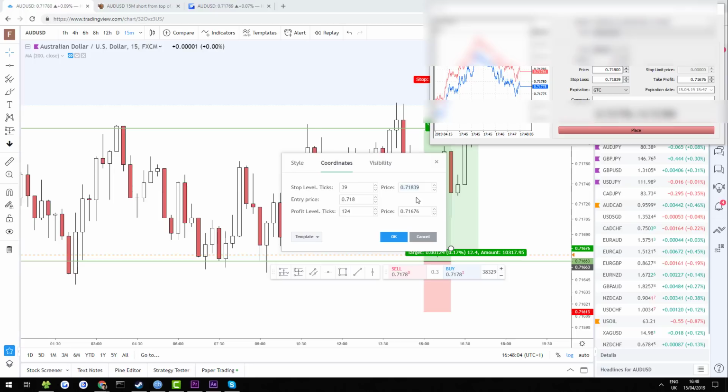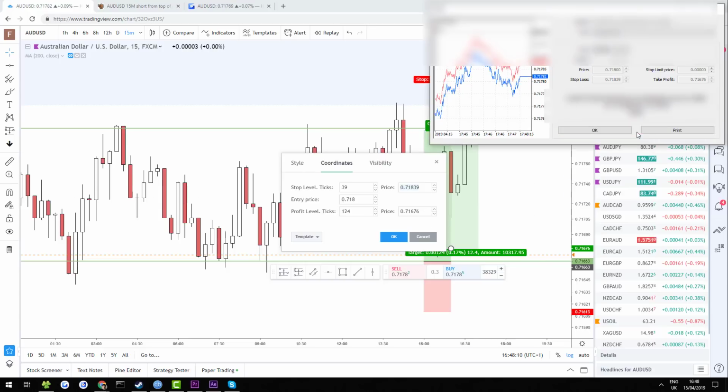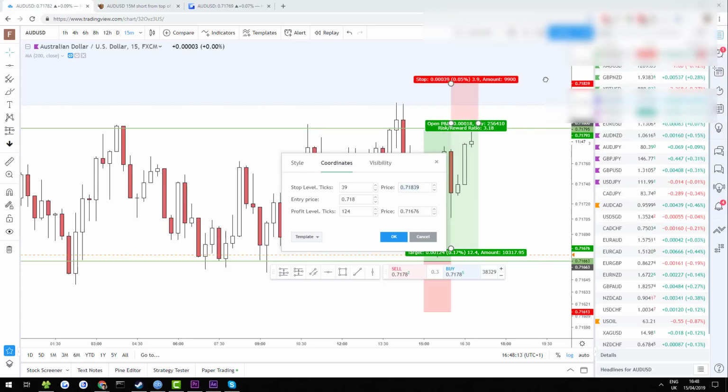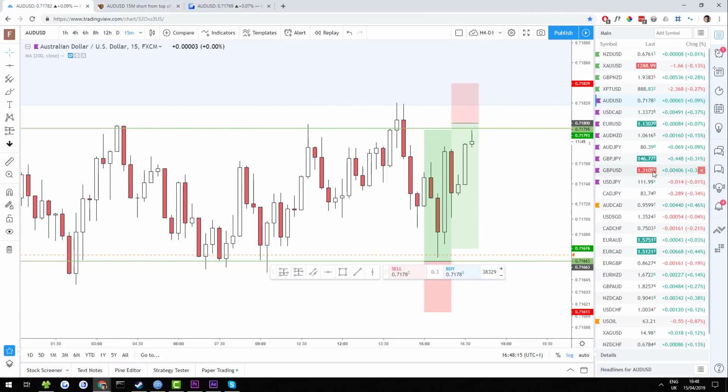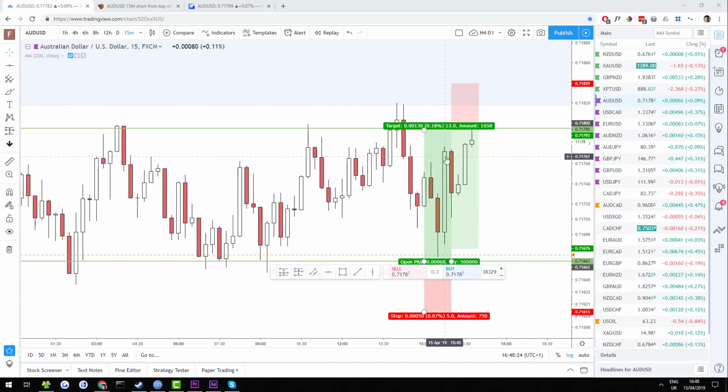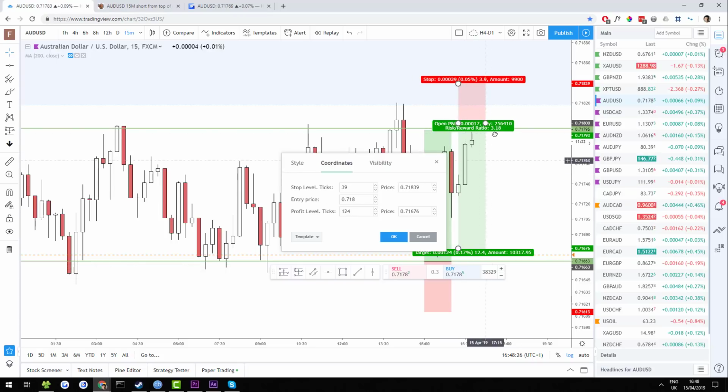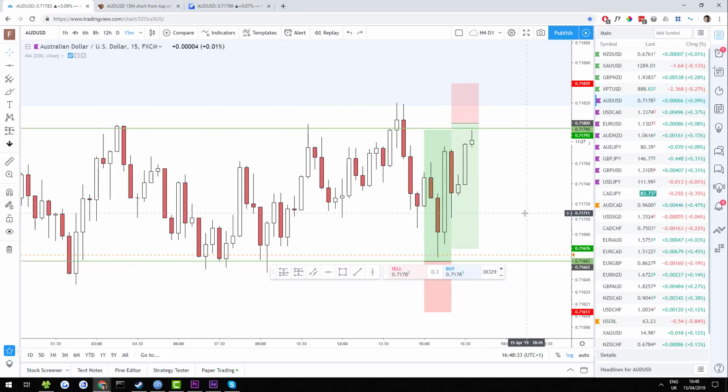Anyway, let me triple check these real quick. Right, I'm going to place that. So basically what could happen is price pushes up to here, triggers my entry, my stop loss is up here, and I'm looking for a target down to there. This is a 1 to 3 target, just a little bit better than 1 to 3 actually. But that's what I'm looking for this trade.